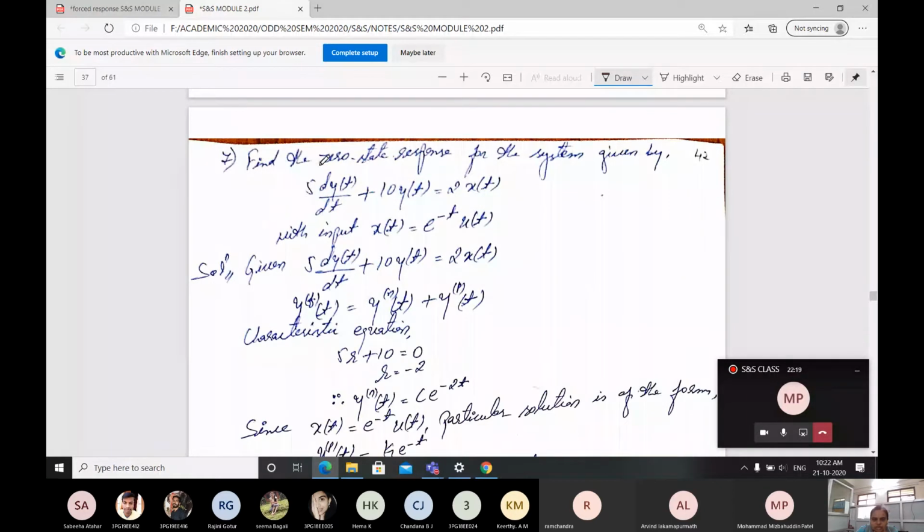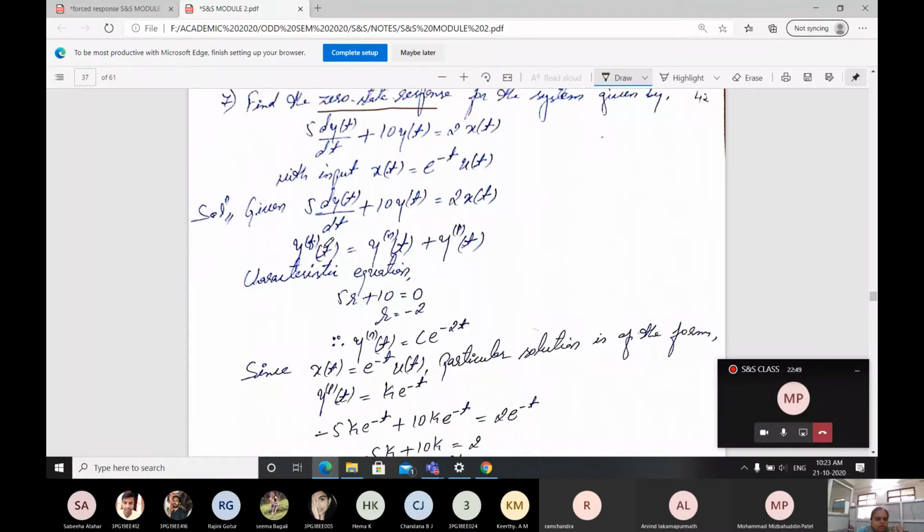Find the zero state response. Observe here, the question is not given as forced response. Here it is given as zero state response for the system given by 5 into dy of t divided by dt plus 10 into y of t, that is going to be equal to 2 into x of t, with the input x of t given as e raised to minus t u of t. Next, what we have to do? First we have to find the natural response, then the particular solution, then find out the k value and also the c value. These are the steps we have to follow for solving the problems. Okay, what is the given equation?